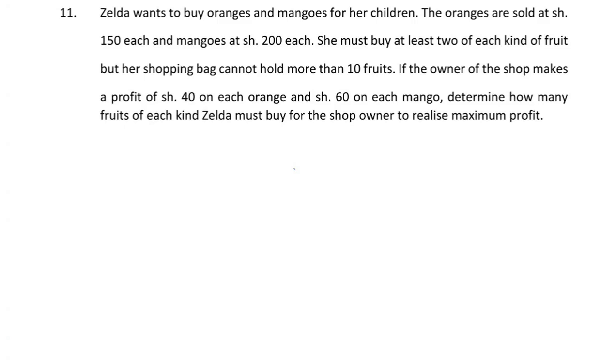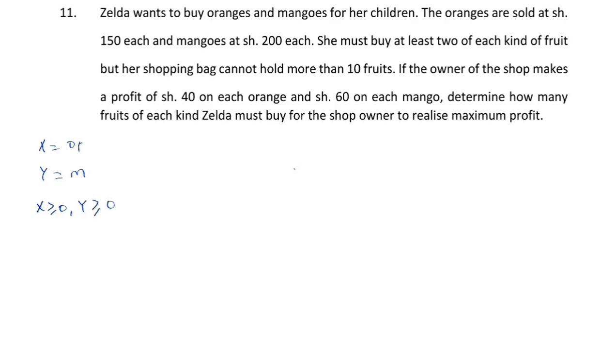Okay, so this is a linear programming problem. Let us just follow the below steps to solve the problem. Okay, so first let us choose the variables. So we are going to let x be the number of oranges bought and y be the number of mangoes bought. Okay, so next let us form inequalities. We first introduce non-negative inequalities since the number of fruits cannot be negative. So we have x is greater than or equal to 0 and y is greater than or equal to 0.